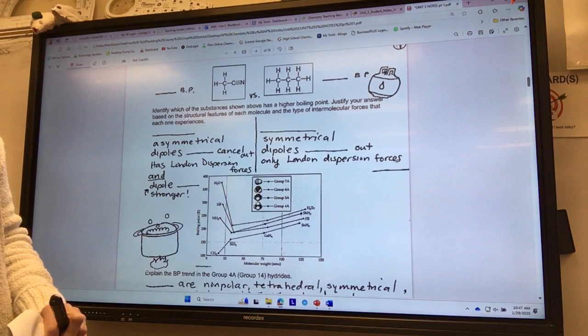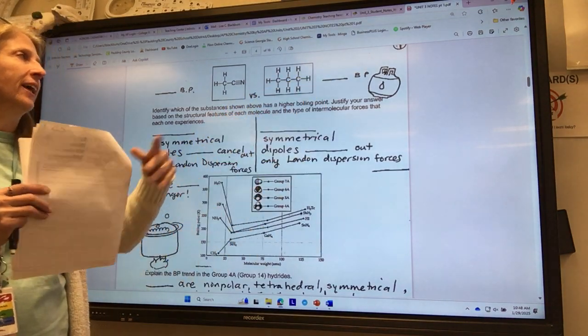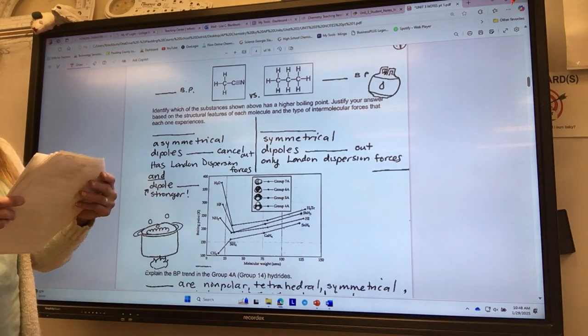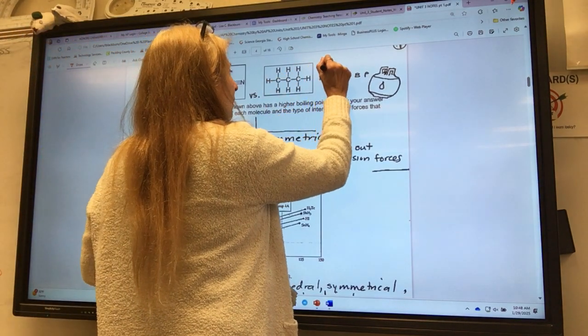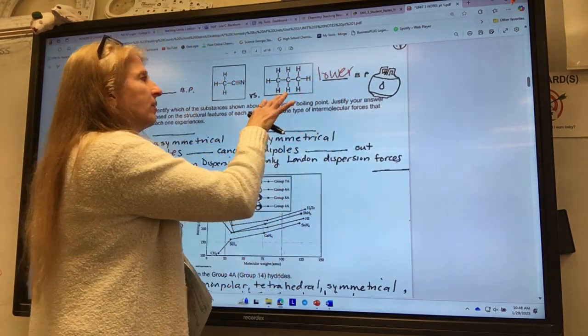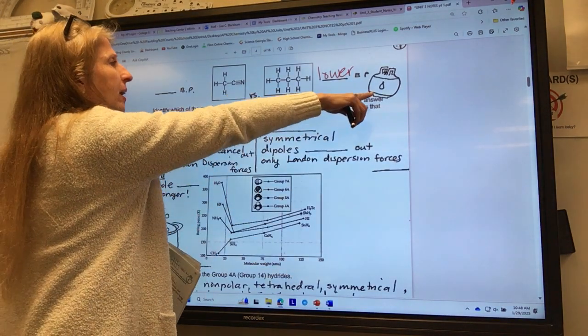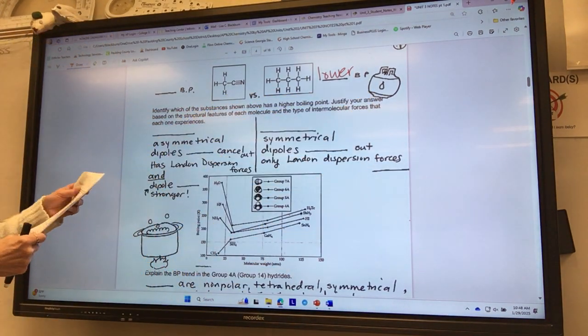It's symmetrical, isn't it? And it's all carbon and hydrogen. That's a hydrocarbon. They are your classic non-polar. So this one is going to have the lower boiling point. It's not going to have those attachments. It's ready to go fly off. That is propane. And you know that propane is very volatile.